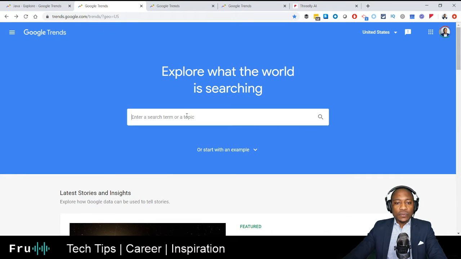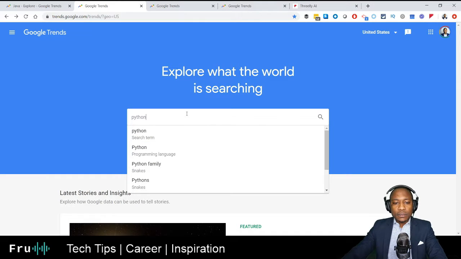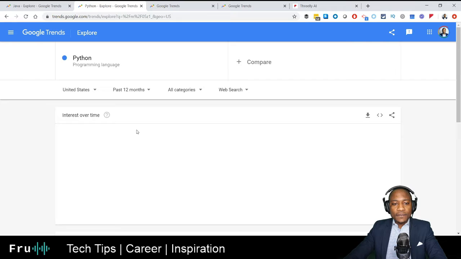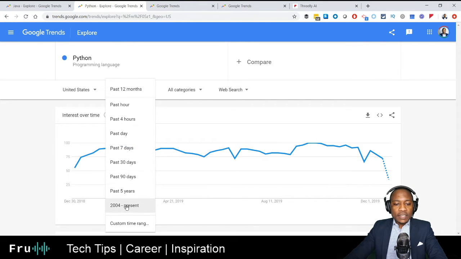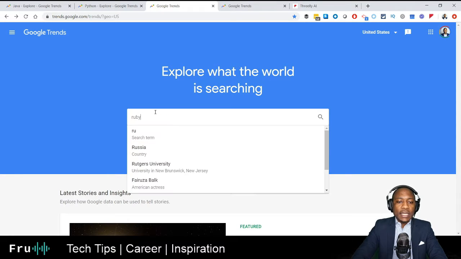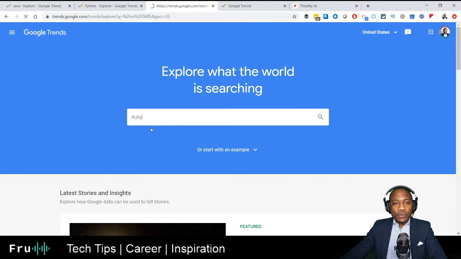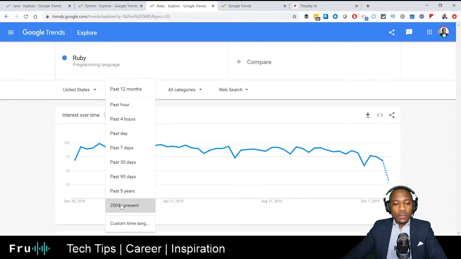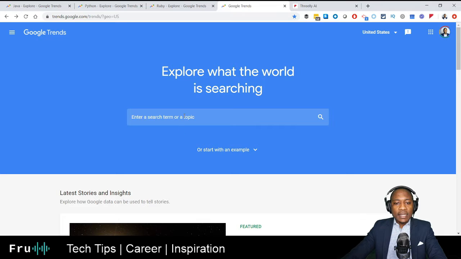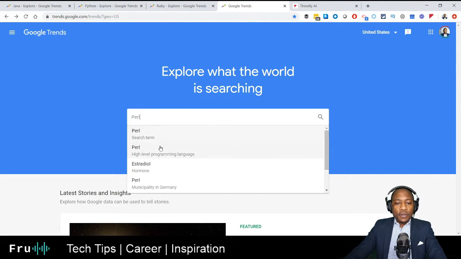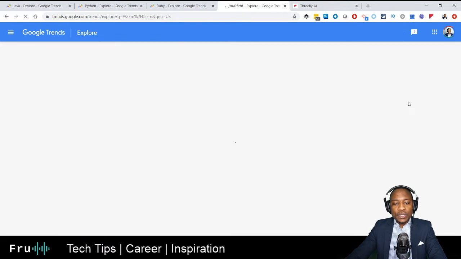Now let's go to Python programming language. Let's search that, and then we want to switch that from 2004 to present. Let's do Ruby programming language, and then we want to search that from 2004 to present. And then what was the other one I mentioned? Perl high level programming language, and then we want to search that from 2004 to present.